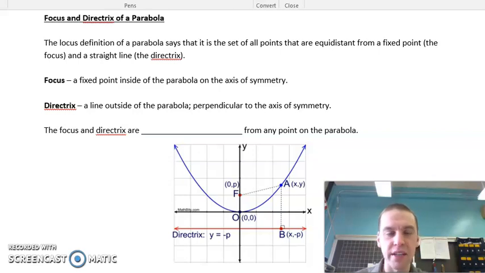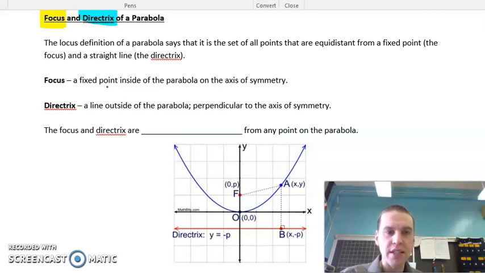You finally made it. We're going to look at focus and directrix of a parabola. And this isn't necessarily intuitive on the words. You haven't seen them before. The key words here are focus and directrix. I'm going to talk about what those mean.